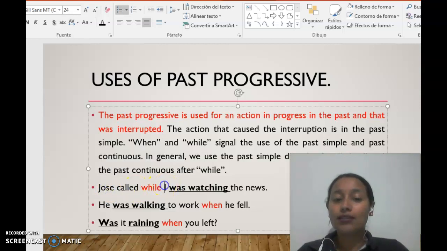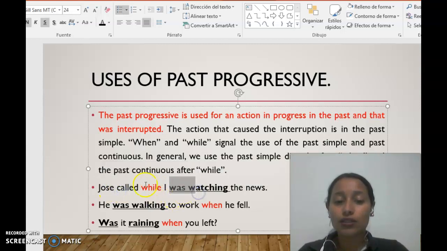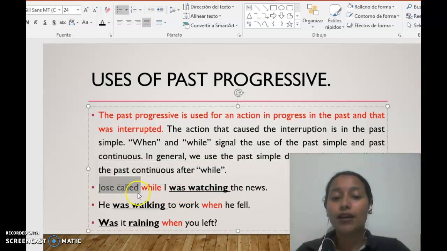In this case, we have to put the past of the verb to be, that for this pronoun I is was, and we have to add the ing at the end of the verb. So remember that in this case, this action is the one that interrupts the other action. So we have to put this action in the simple past form.